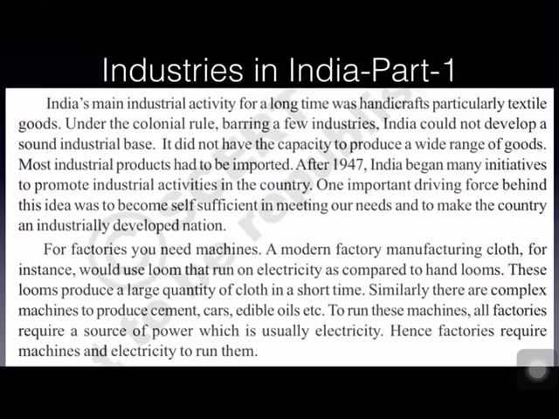So the domestic producers could not compete with the machine-made goods, which were cheaper and also better in quality, because they were made by machines. So many of the industries were closed down during the British rule. It was only during the Second World War that some industries were developed in India to meet the needs of the people. When England and other countries were busy supplying food and other things to the soldiers in the war, they could not produce what we needed. So it was at that time that some industries were developed in India to meet the needs of the people.